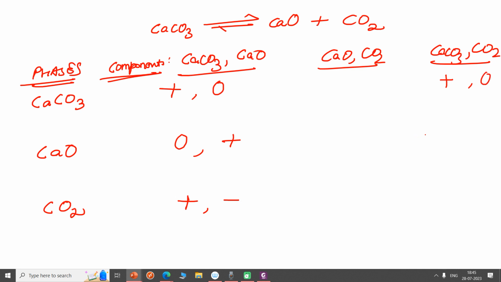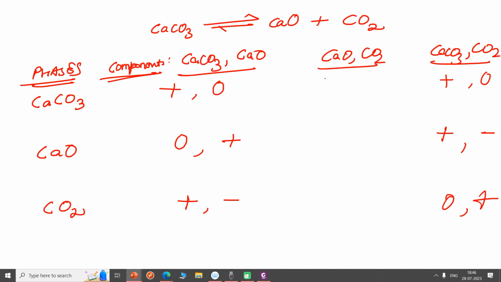Similarly, for the calcium oxide phase, we just need to subtract both, and we'll have calcium oxide. And to describe carbon dioxide, we already have carbon dioxide itself as a component, so we can describe it by itself.